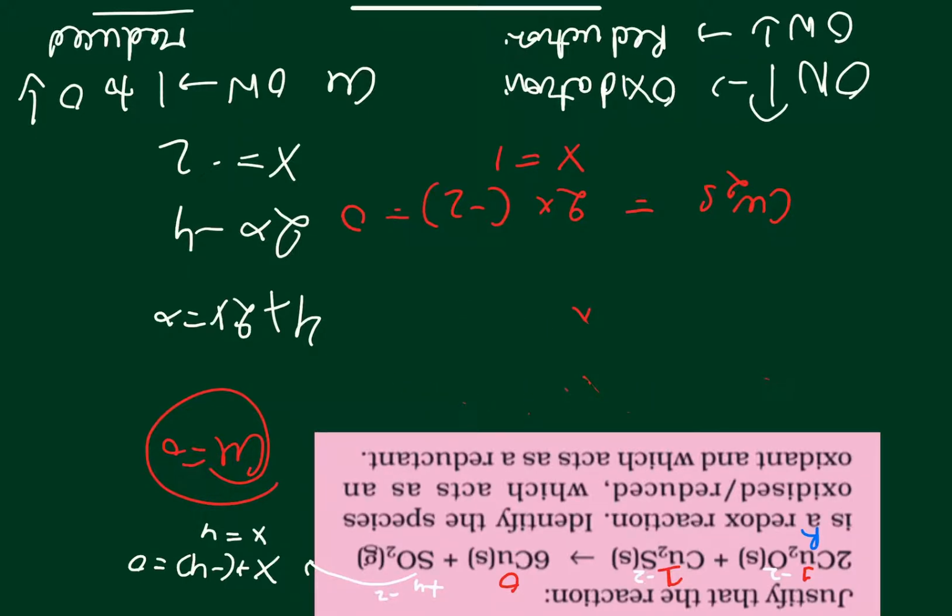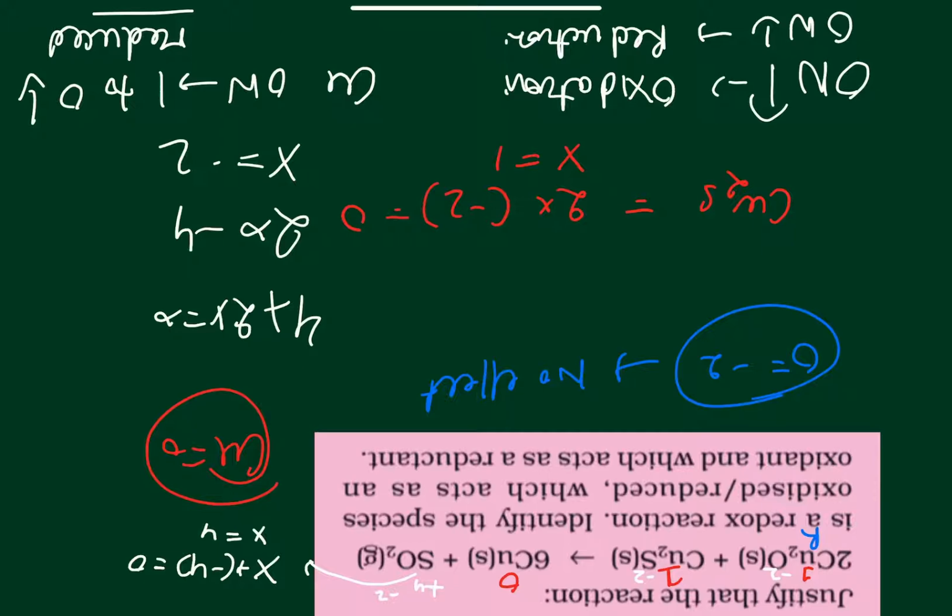Alright, now let us check the same for oxygen. In oxygen, the oxidation state has been -2 everywhere, so there is no effect on oxygen. Oxygen has neither been oxidized nor reduced. So oxygen has had no effect, so we will not consider oxygen.